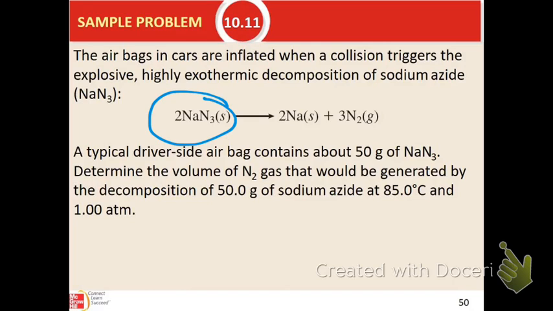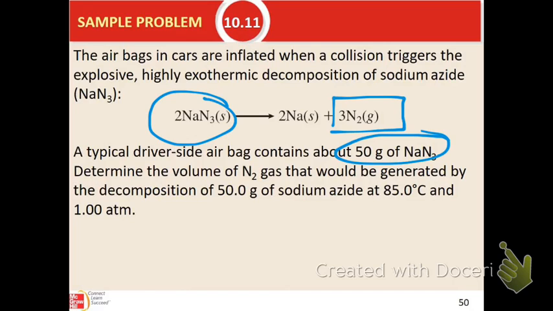Okay, this is sodium azide, and then please notice carefully, you got 50 grams of that, and we want to know how many liters of nitrogen gas would be given off if it decomposed. So if you had 50 grams of this, how many liters of nitrogen gas would you give off? All right. So our given is 50 grams of the sodium azide, and our unknown is liters of nitrogen gas.